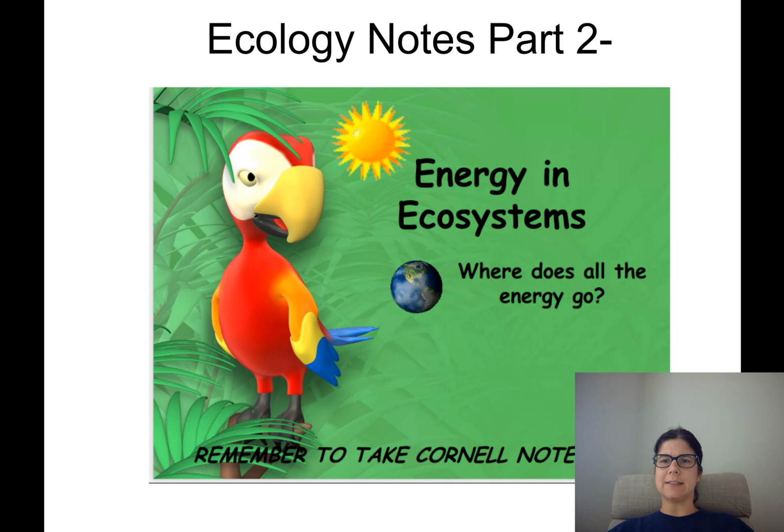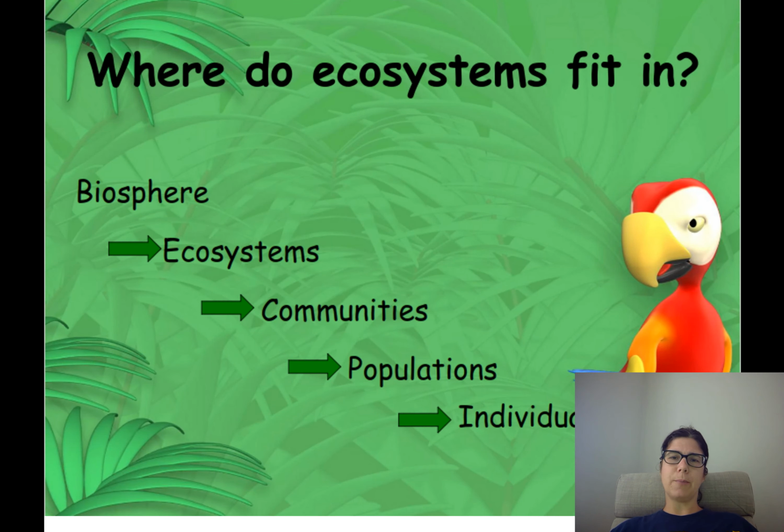Remember, one of the characteristics of life that we talked about is that to be classified as living, organisms need energy. An organism is one individual. Remember that too. So we know that to be alive, energy is required, and we know that an organism means one individual, and that's just from past notes. So where do ecosystems fit in?